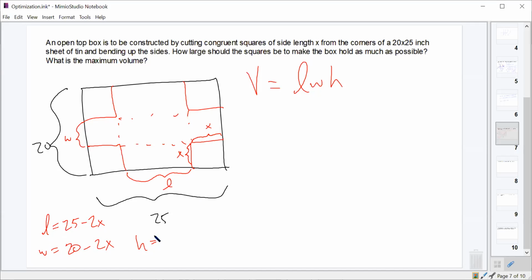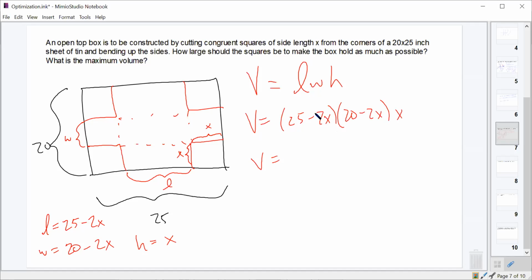Just x. Should just be x, right? Because we're going to fold that flap up, and the height of that's going to be x. So there we go. We've got length, width, and height all in terms of x. So volume has now become (25 minus 2x) times (20 minus 2x) times x.